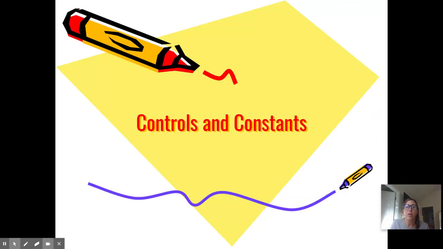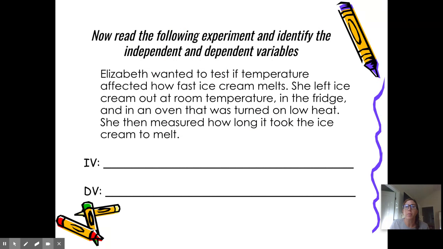And the independent variable is the temperature, and the dependent variable is how long it takes to melt.